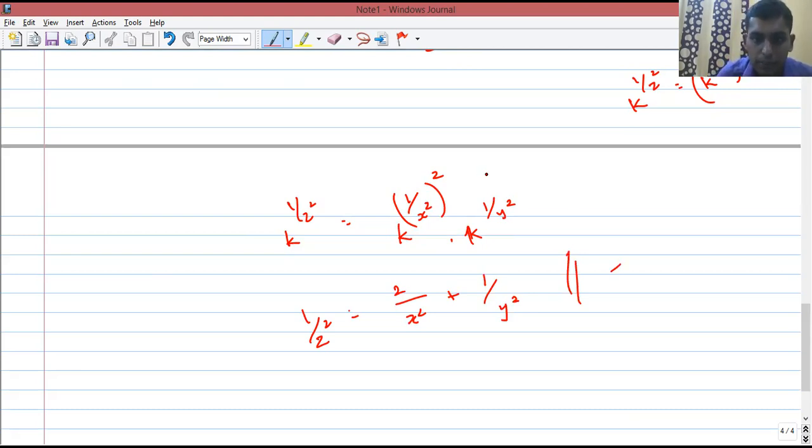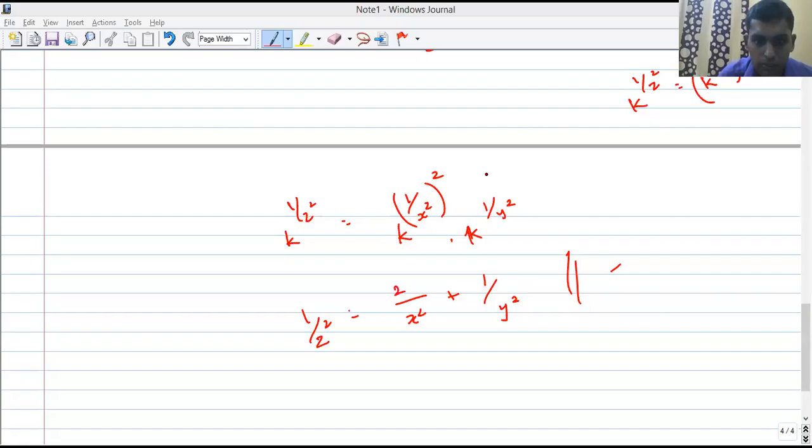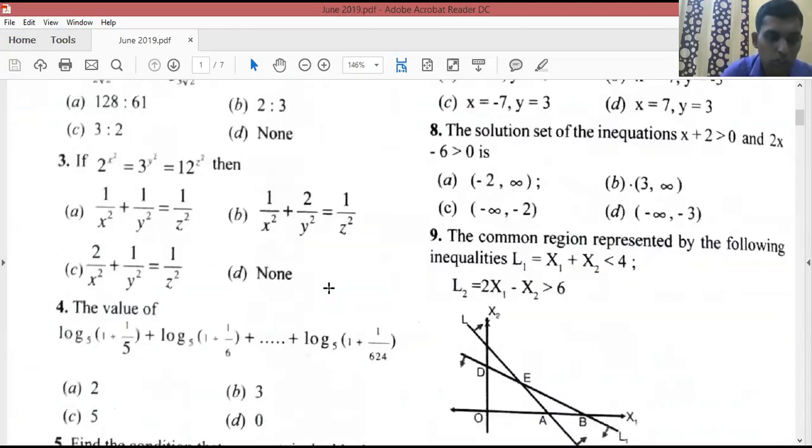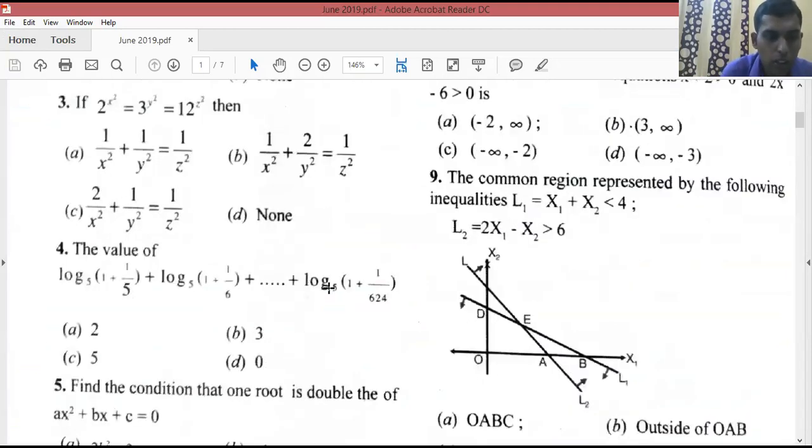The next question: how to solve this? When the bases are the same, you have to equate the index also to the same so that you get an answer directly. Here 1 by 1 plus 5, 1 by 1 plus 6, and so on up to 1 by 1 plus 624, like this it is going on. What you have to do is just simplify those things. You will get the right answer. Let's see how to solve this one.